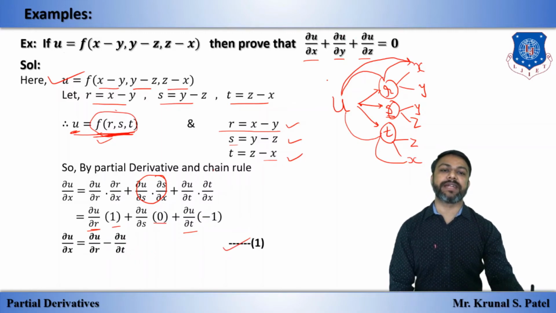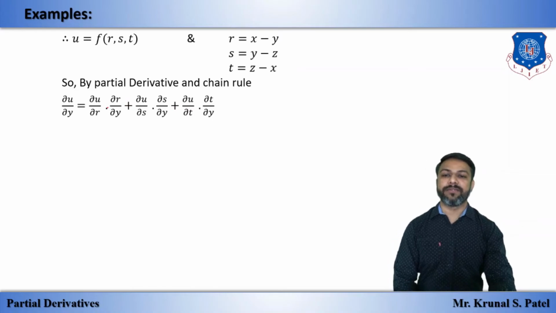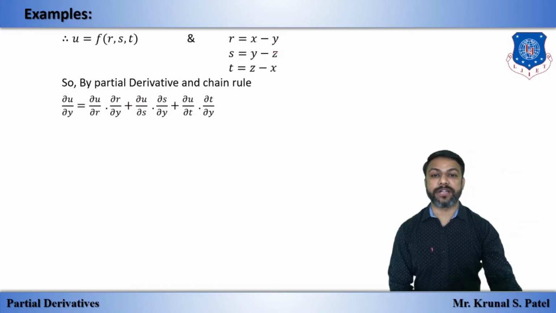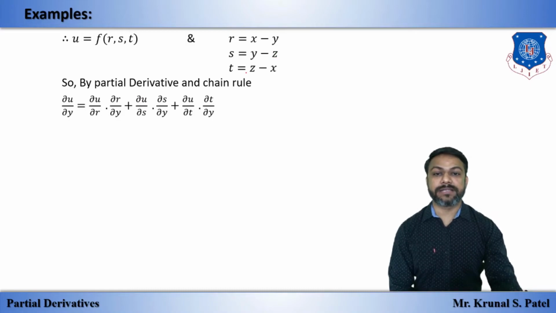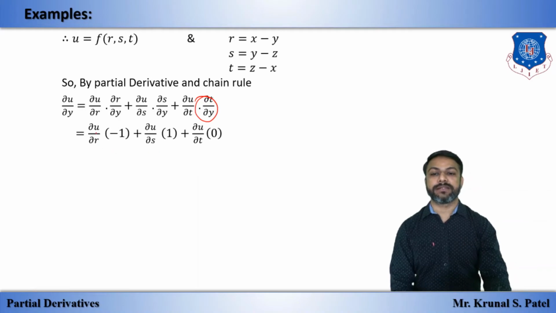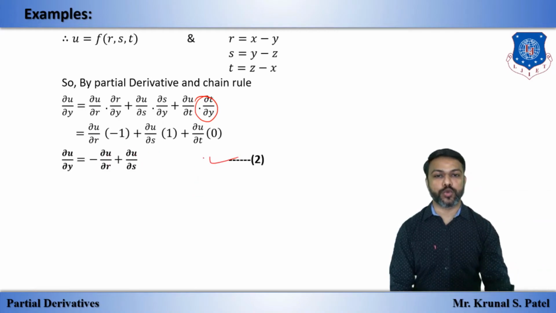Similar way, we can find del u by del y. So we have this given, and del u by del y, but this time which function does not contain y? This t, so this will be 0. So we have these two terms, and by simplifying we have equation number 2.